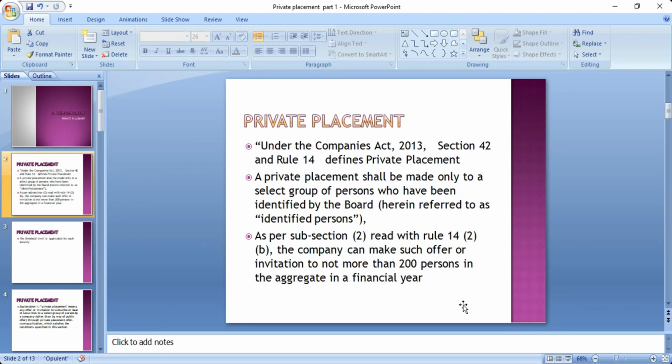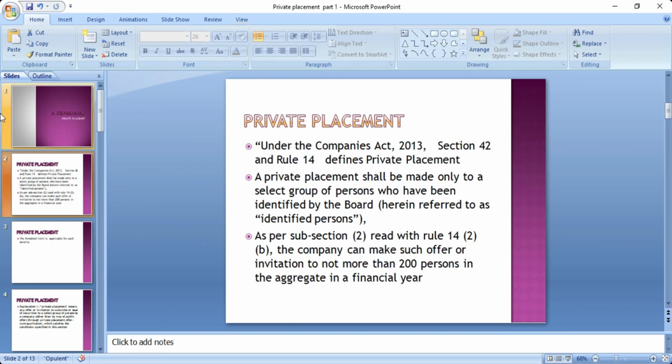Now we are going to discuss some of the thresholds and conditions for the private placement. In a year, how many persons can we invite to offer the private placement? This is clearly defined as per sub-section 2 read with Rule 14(2)(b) of the Companies Act. The company can make such an offer or invitation to not more than 200 persons in the aggregate in a financial year. 200 persons is the threshold limit.